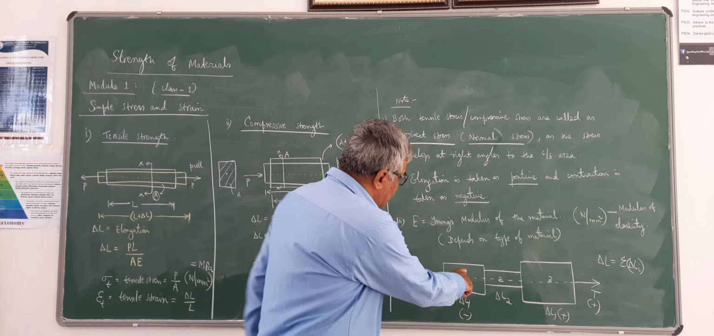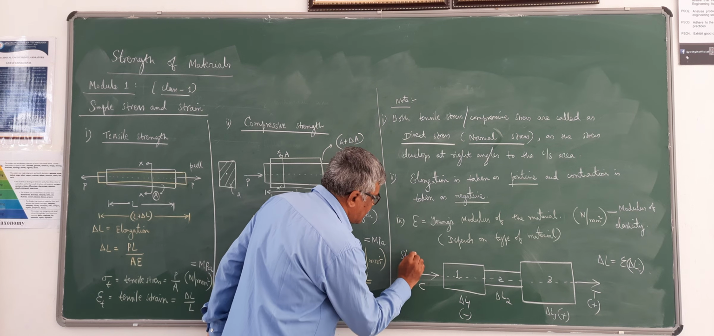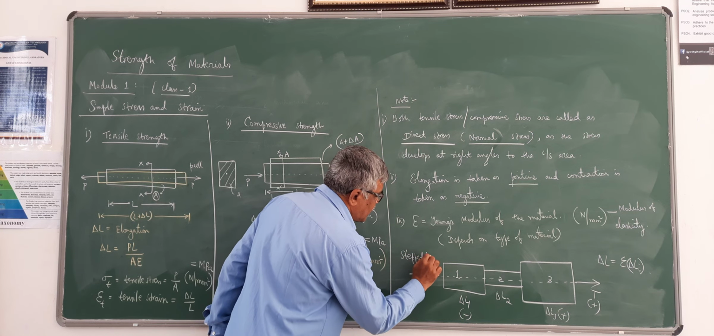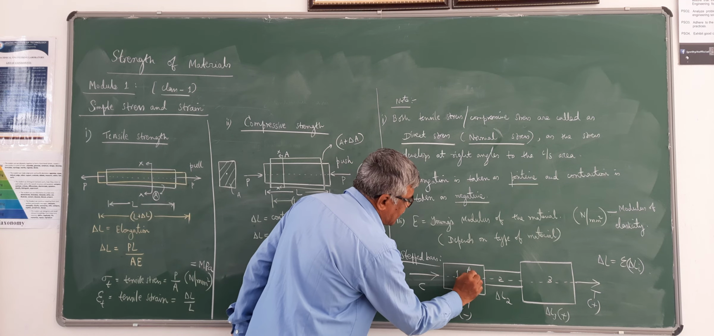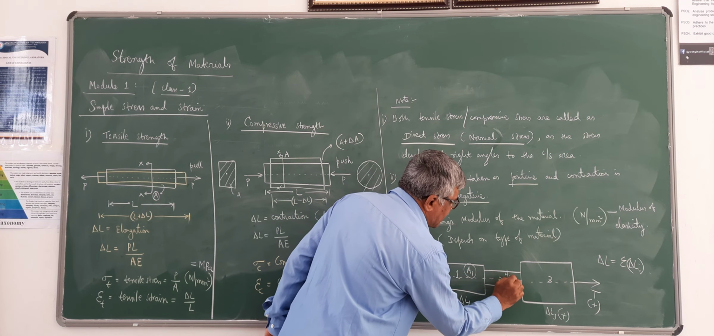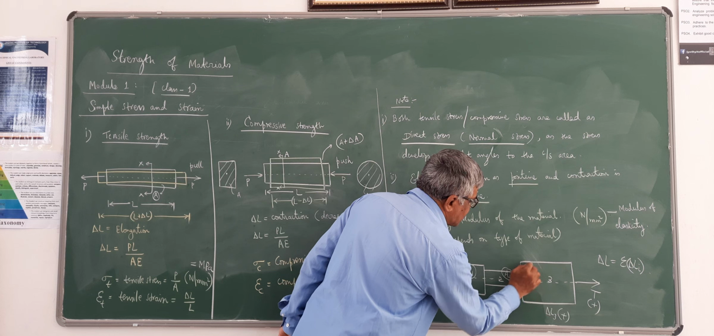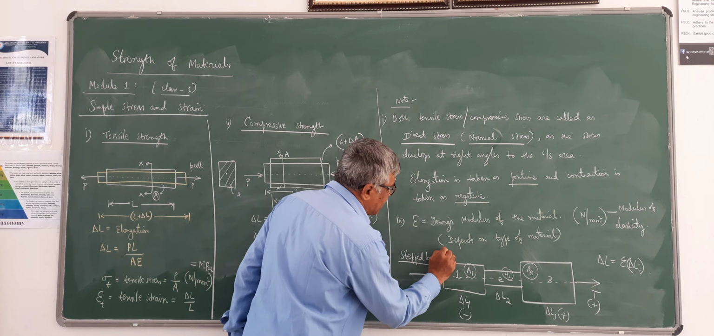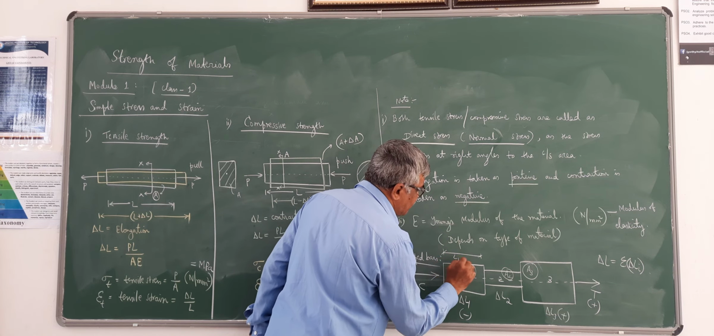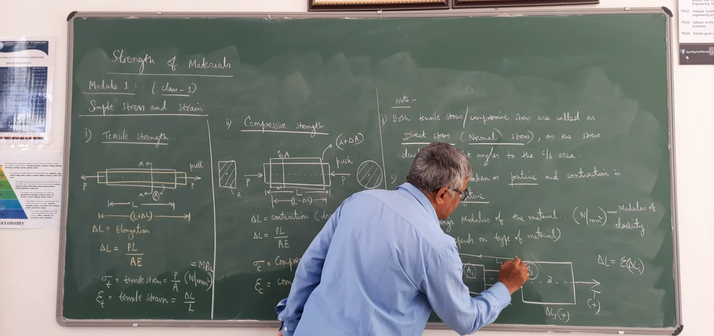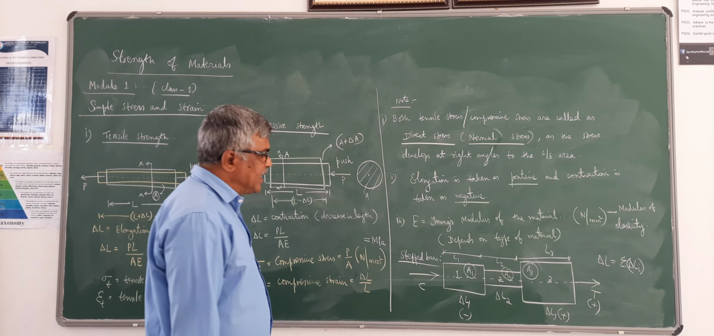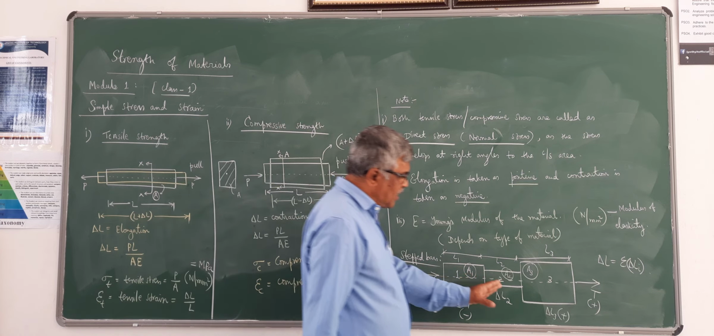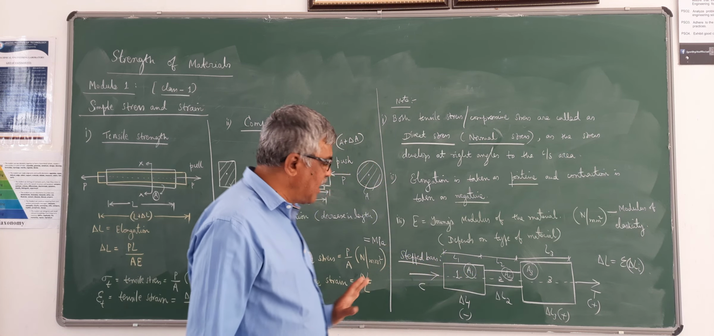These are called stepped bars. So in stepped bars, you have different cross-section areas. Area of this is different. A1 is the area of this. A2 is the area of this. A3 is the area of this. And lengths also will be different. L1 is the length of this. L2 is the length of this. L3 is the length of this. Whereas Young's modulus value remains the same if it consists of the same material. So E value remains the same.